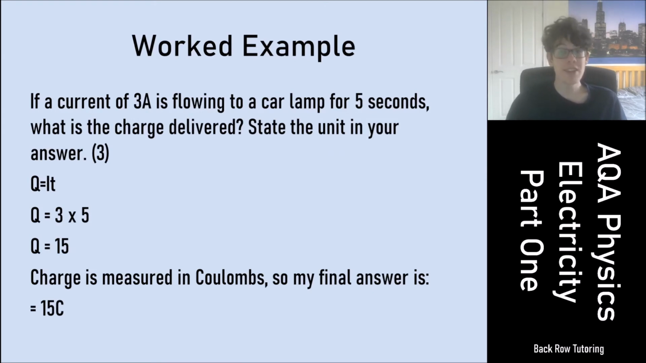If a current of 3 amps is flowing to a car lamp for 5 seconds, what is the charge delivered? State the unit in your answer. Well, charge is equal to current times time. First of all, write out your equation. So the charge is equal to 3, because it's 3 amps, multiplied by 5 seconds. The charge is 15. Since charge is measured in coulombs, our final answer is 15 coulombs.